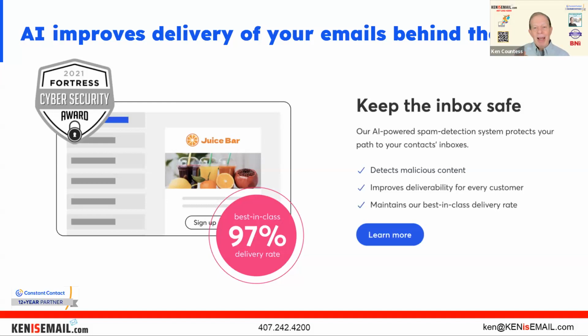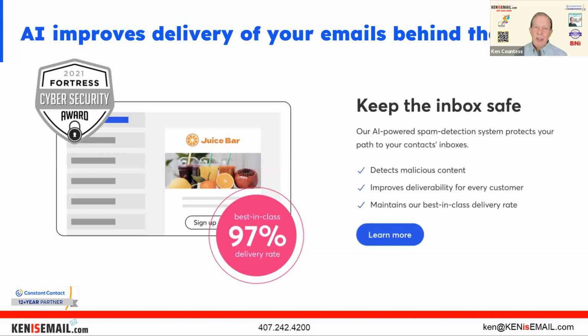So the spam AI, we call it the Spaminator, is really in place to help keep best in class deliverability available to you. Constant Contact's deliverability is over 97%. So it weeds out the bad actors using AI by detecting malicious content before it even gets out. So that's just one example of how AI impacts your marketing behind the scenes.